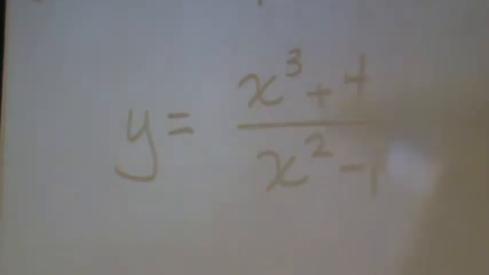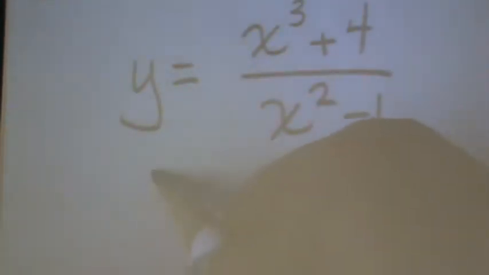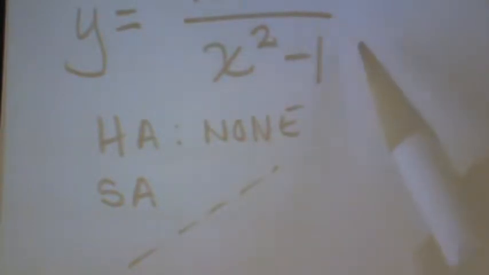If it's top heavy by 1, there are no horizontal asymptotes, but there is a slant asymptote. A slant asymptote is a line. To find it, you have to do either long division or synthetic division. How would you do this one? You have to divide x squared minus 1 into that. We'll talk about that in a minute.